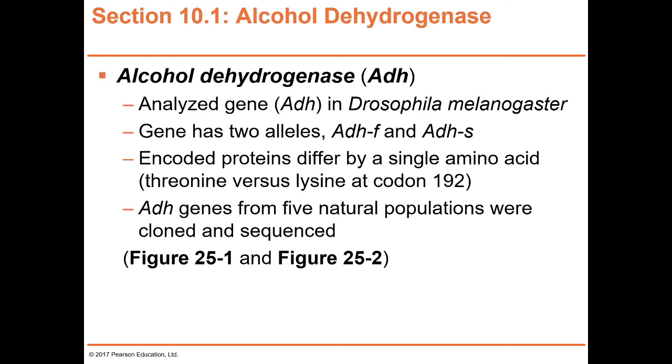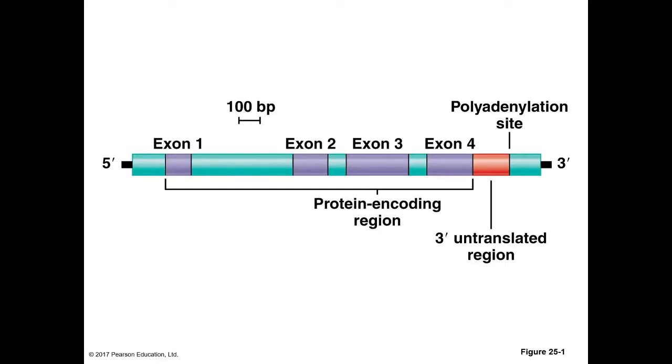The coded proteins differ by a single amino acid, histidine versus lysine at codon 1 and 2. ADH genes from natural populations were cloned and sequenced. So here is the allele with all of the ADH gene. You have exon 1, then 100 base pairs, exon 2, 3, 4. Exons 1, 2, 3, 4 are in the protein-encoding region. Then you have a red area, the polyadenylation site, which is an untranslated region, meaning that the RNA polymerase does not touch this site.